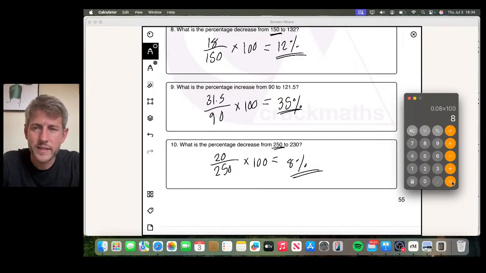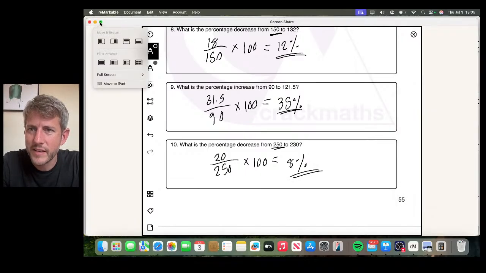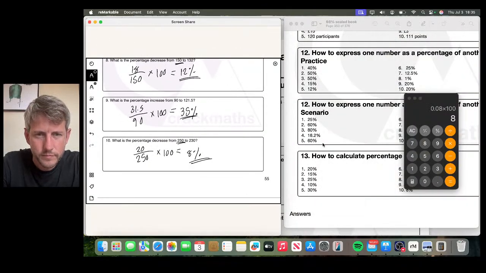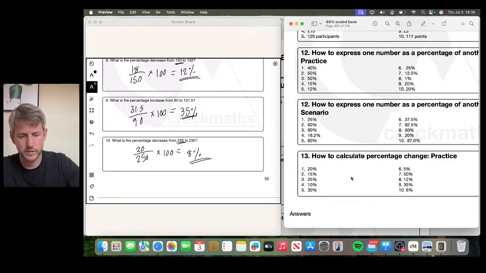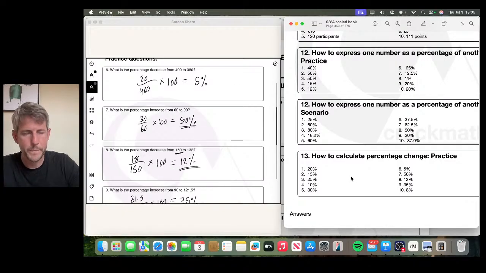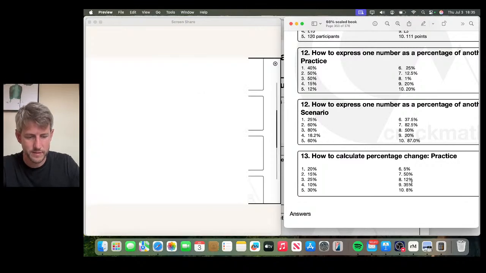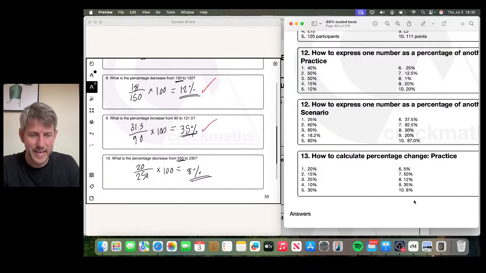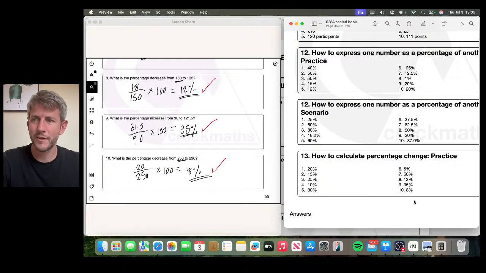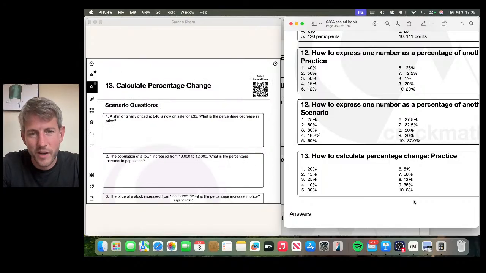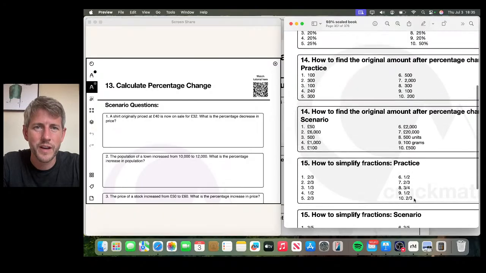Okay. Right, let's mark that and find out if my answer scheme agrees. So here we go. 6 was 5%, brilliant. 7 was 50%, yep. 8 was 12%. 9 was 35%. And 10 was 8%. Excellent. Right, that's nice. Scenario questions, but a new page of answers, which feels like an achievement.